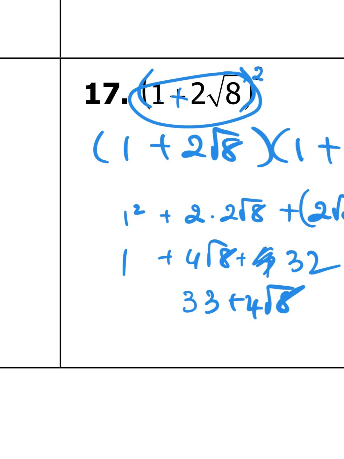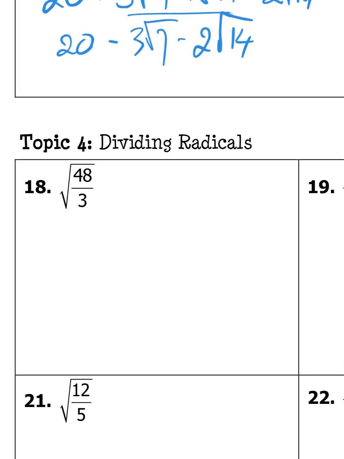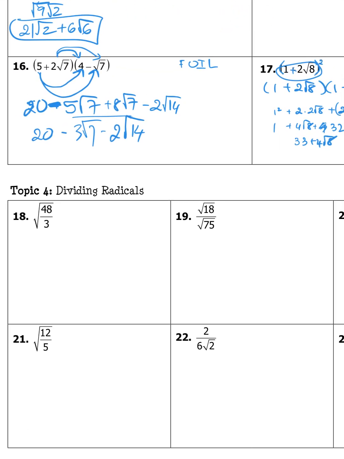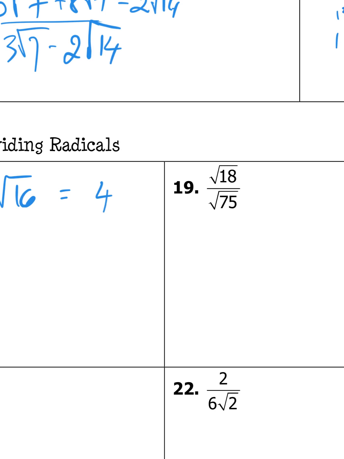Alright, next one will be dividing. Okay, dividing radicals. You basically just simplify them, right? If the top can divide the denominator, it's great, right? For example, 48 and 3. I can break it down. 48 divided by 3 is 16, which is 4, right? And then square root of 18 and 75.